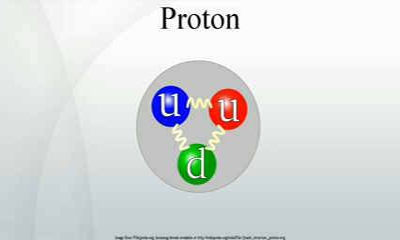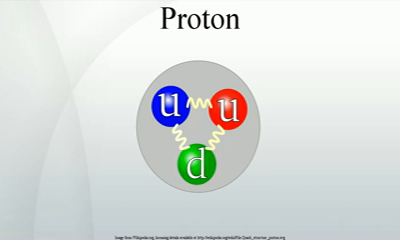Proton in chemistry. Atomic number. In chemistry, the number of protons in the nucleus of an atom is known as the atomic number, which determines the chemical element to which the atom belongs. For example, the atomic number of chlorine is 17. This means that each chlorine atom has 17 protons and that all atoms with 17 protons are chlorine atoms.